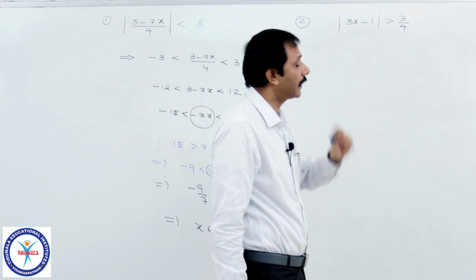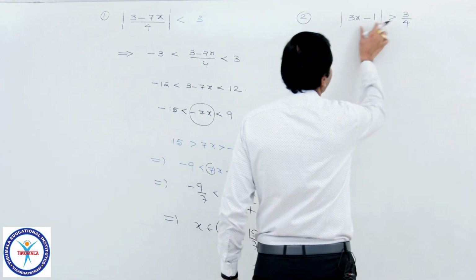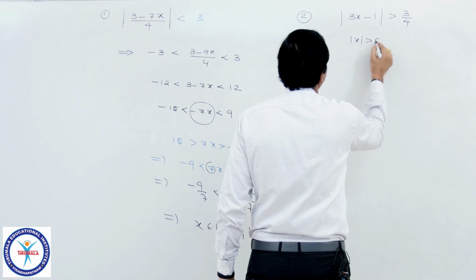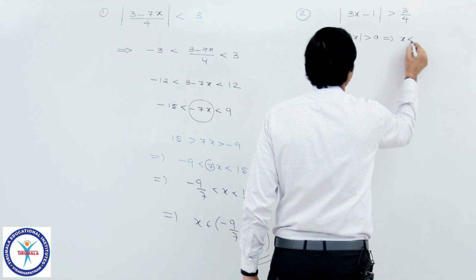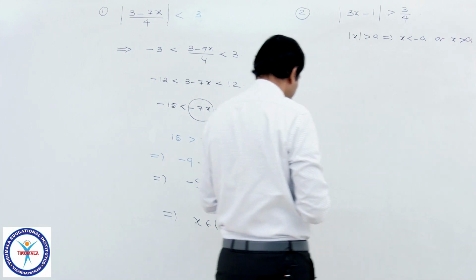|3x − 1| > 3/4. It is of the form |x| > a. |x| > a implies x < −a or x > a.